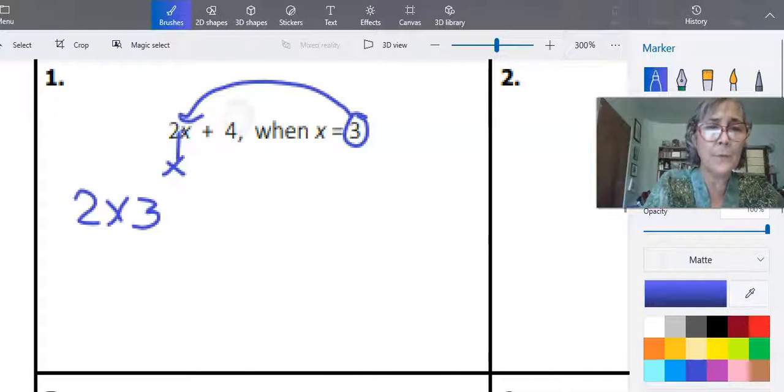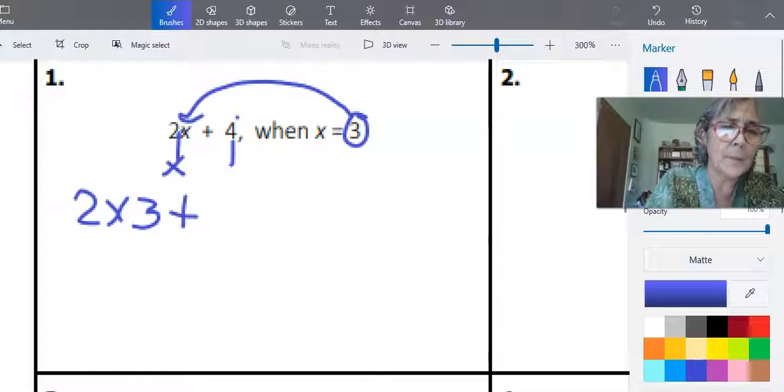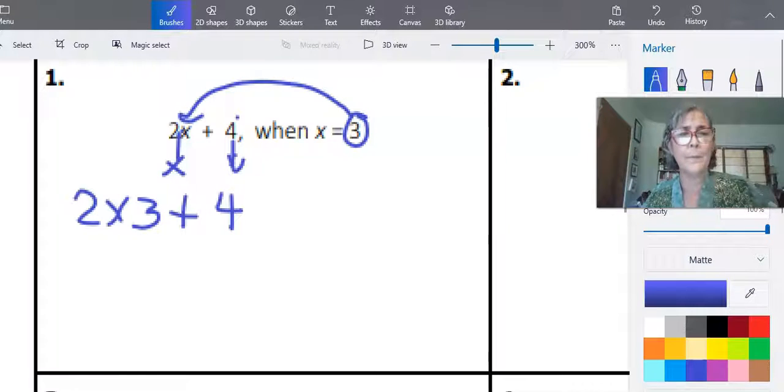All right, now don't forget the 4. We've got to put the 4 in there too. So we're going to move the 4 down. So it's going to say 2 times 3 plus 4 because we've just moved that 4 right down. We don't want to forget about it.